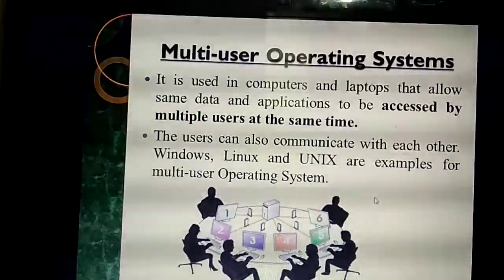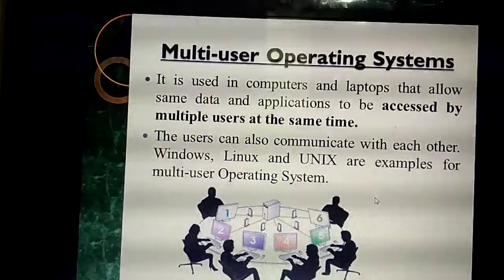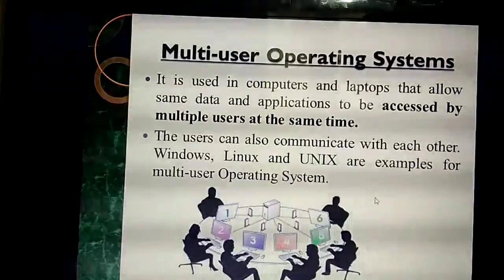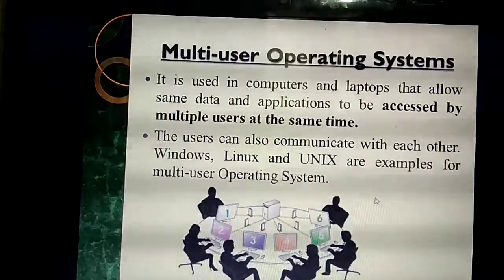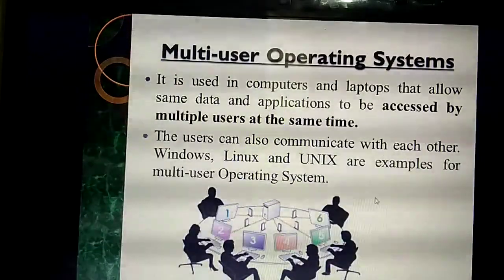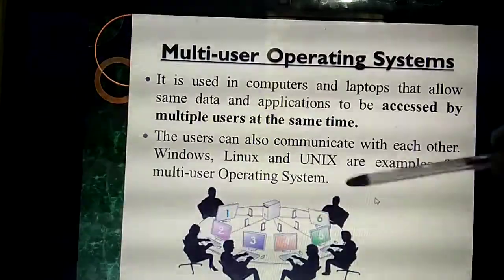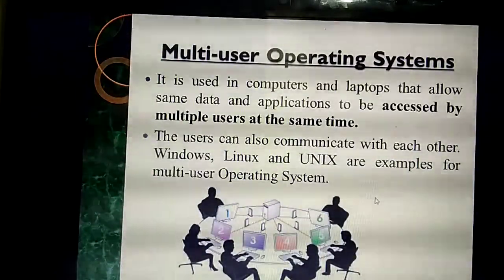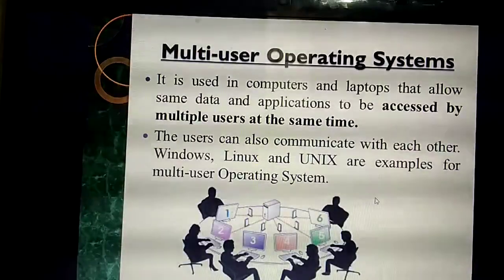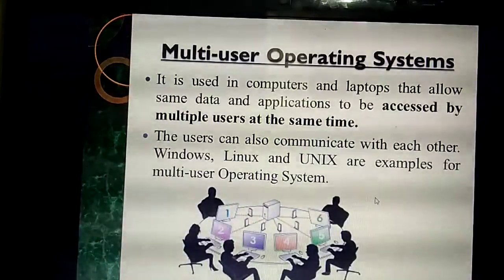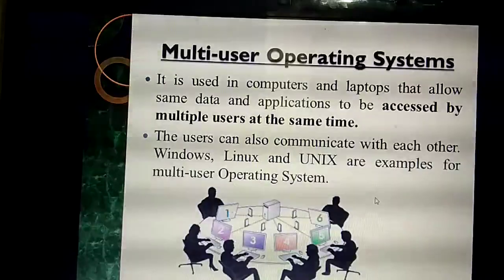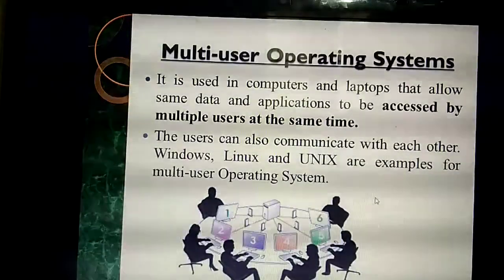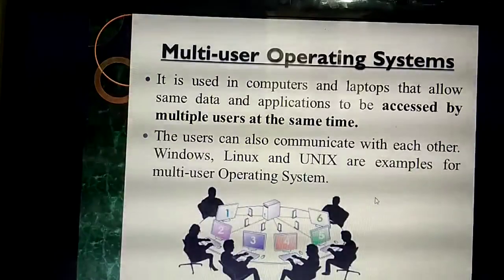Understand? This is called which one? Multi-user operating system. Multiple users can communicate. What does communicate mean? They can send messages or information to all the systems because all the systems are connected together. Okay, so that is the best example. What are the operating system examples for multi-user operating system? Windows, Linux and Unix. Okay, these are the examples of multi-user operating system.